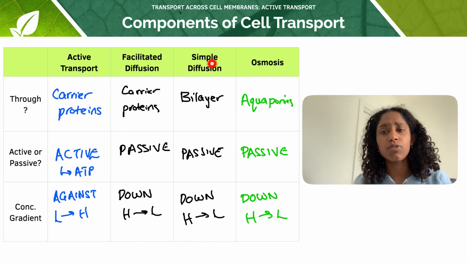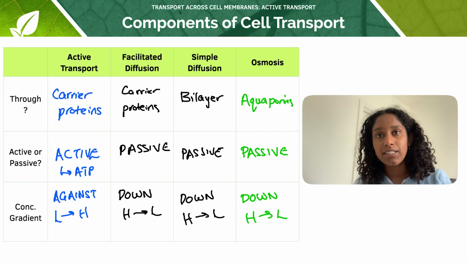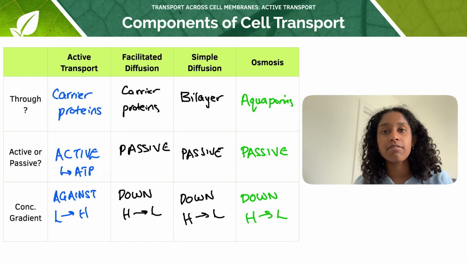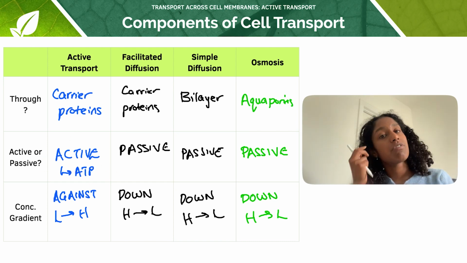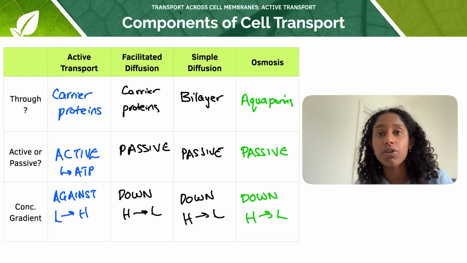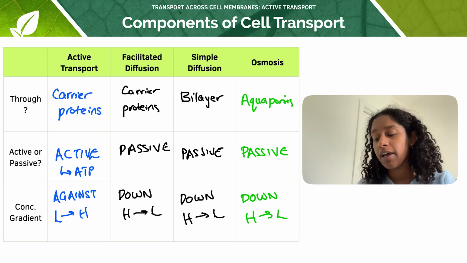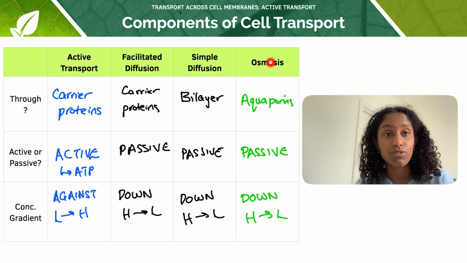So this is a really useful table to jot down in your notes. Really, really try and remember that active transport is an active process. It requires ATP to provide energy for that transport of molecules against the concentration gradient from a low to a high concentration. Whereas these three types of transport across the cell membrane, they're all passive processes.